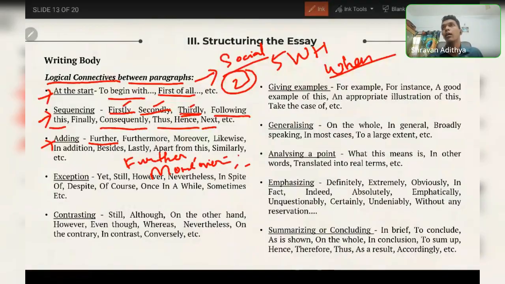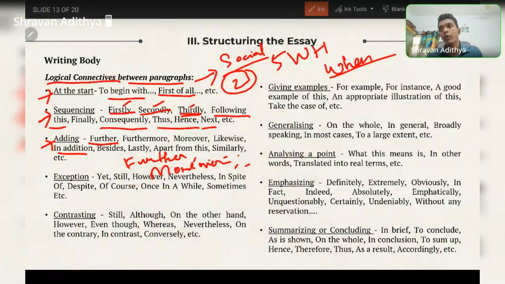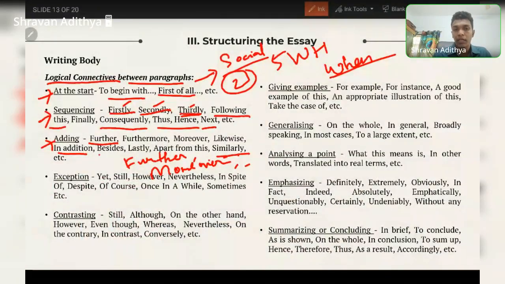So this word will give an opinion to the examiner that, okay, you are going to talk about a different thing in this paragraph, or in addition. So that is also something, okay, you are going to talk about something different in this paragraph, so something new is coming up. So that kind of feeling it will give to the examiner. Similarly, or besides, so these kind of words can be used.